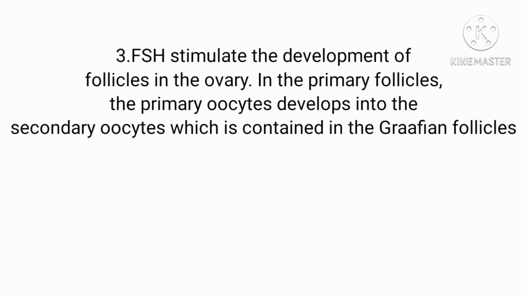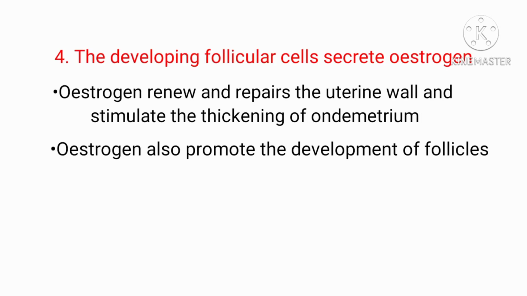In the primary follicles, the primary oocyte develops into the secondary oocyte, which is contained in the Graafian follicles. The developing follicular cells secrete estrogen. Estrogen renews and repairs the uterine wall and stimulates the thickening of the endometrium. Estrogen also promotes the development of follicles.